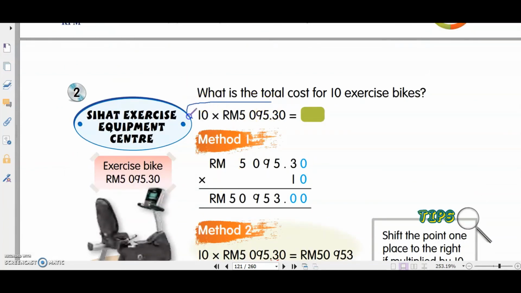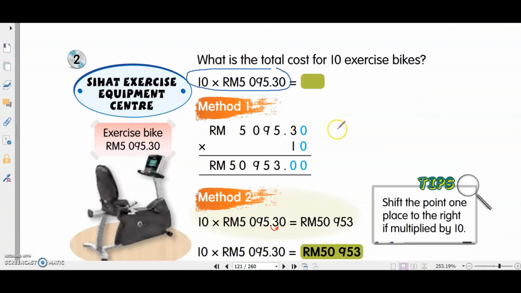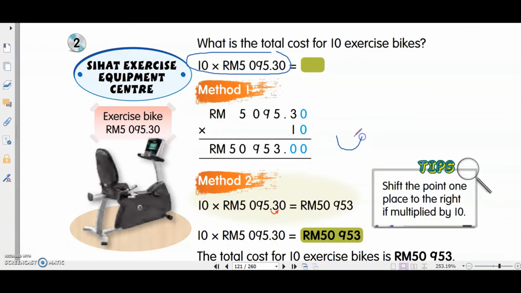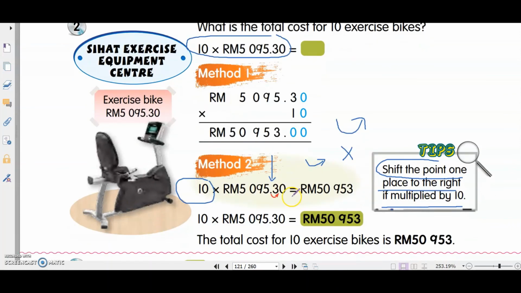Alright, so if you times 10, the easiest thing to do is you move the decimal point to the right one time only. Can you see this? Shift the point one place to the right if multiplied by 10. Why we move to the right? Because we times, the number gets bigger. So we move one time. So 5,095 ringgit becomes 50,953 ringgit.